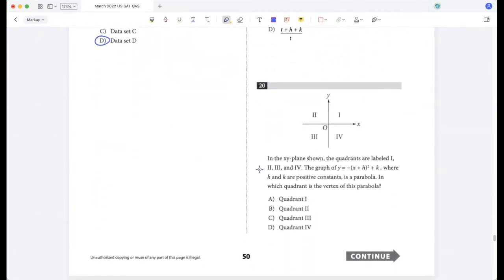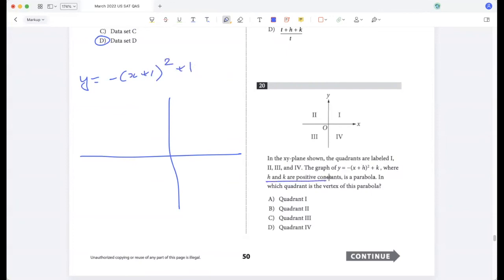In the XY plane, the quadrants are labeled. The graph of this, where H and K are positive constants, is a parabola. In which quadrant is the vertex of the parabola? Okay, so let's give some values. So I can say y is minus (x plus 1) whole square plus 1, because H and K are positive. So this will have a vertex at (-1, 1), right? And it will be a downward opening graph because the leading coefficient is negative. So the vertex is in the second quadrant.